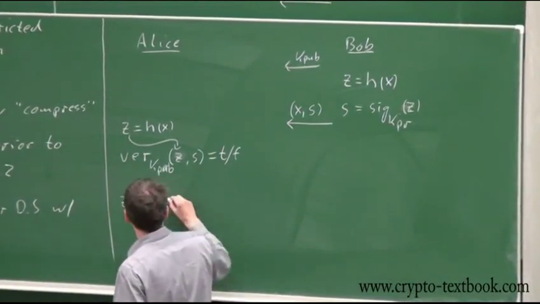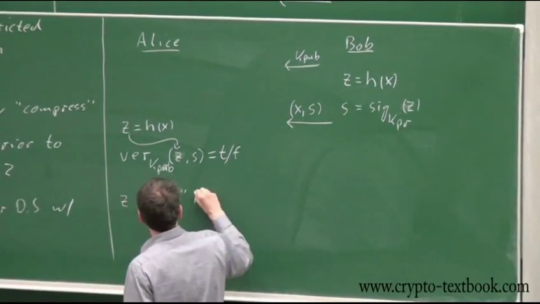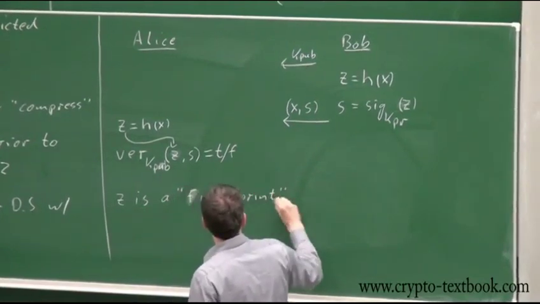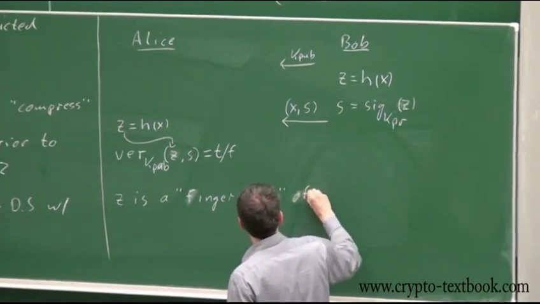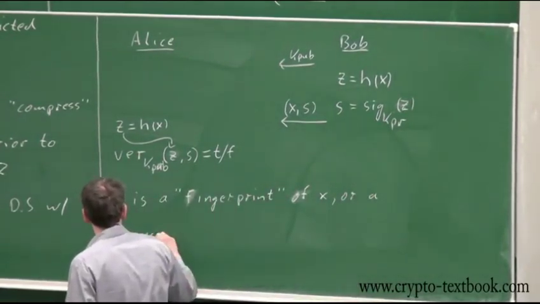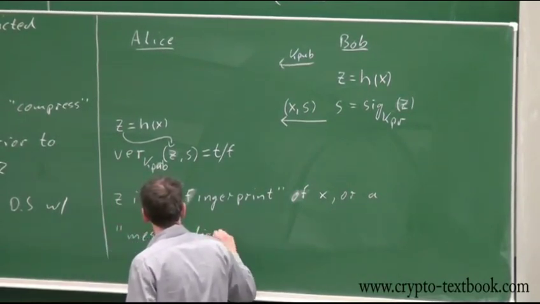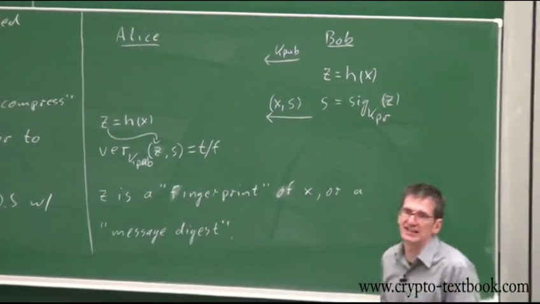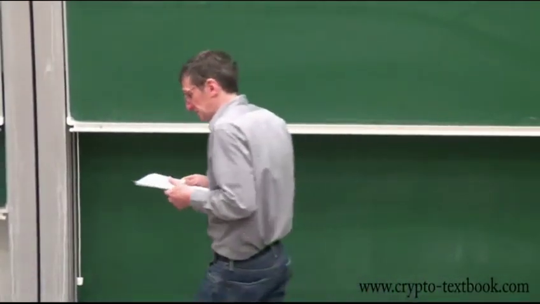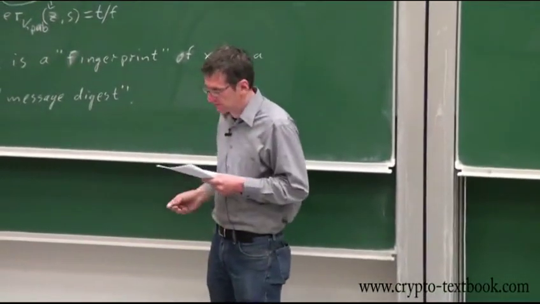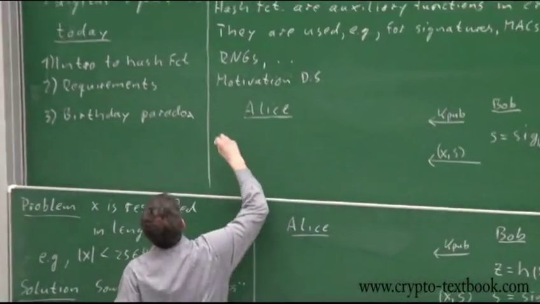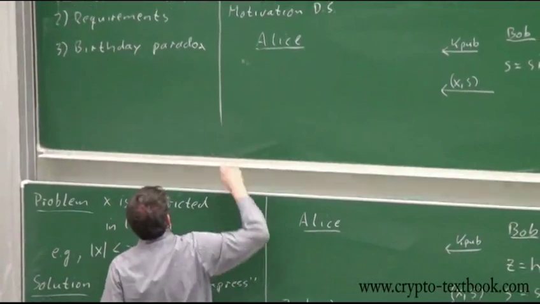Okay? So this value Z is a fingerprint of the message X, or, in quotation marks, a message digest. I don't have a good German word for that, okay? Die Essenz einer Nachricht vielleicht. Okay, fingerprint is pretty good, okay? So far so good. So that was the motivation. We're done with chapter 1 of today. And now we turn to the second chapter.